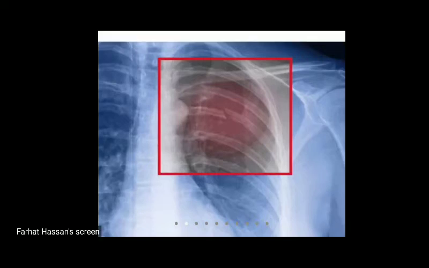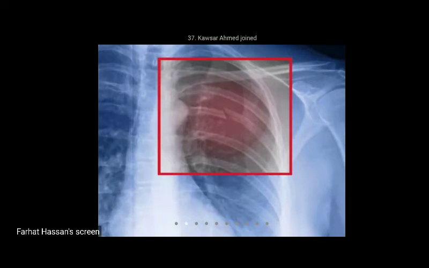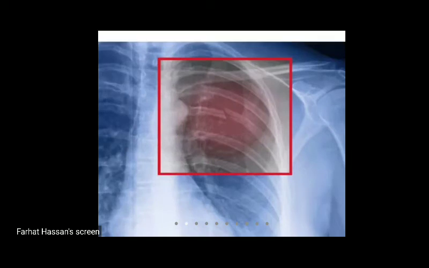What is open pneumothorax? There is an open defect. Open pneumothorax means there is a large open defect in the chest wall, if the size is more than 3 centimeter. That is called open pneumothorax.